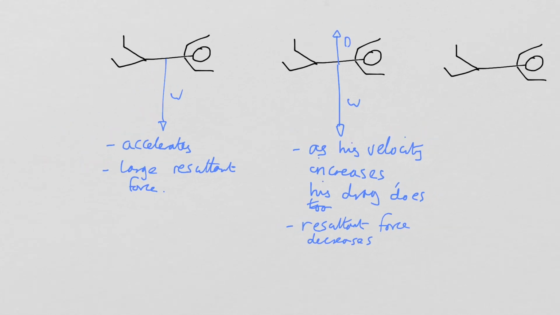So what's going to happen then if his resultant force decreases? Well, lower resultant force means a smaller acceleration. So he's still going to be accelerating. He's just not going to be accelerating quite as much.